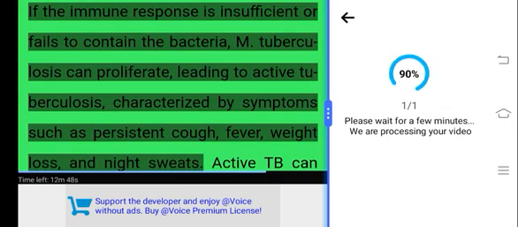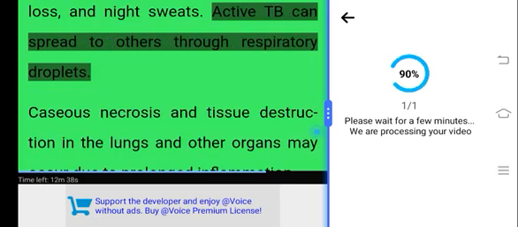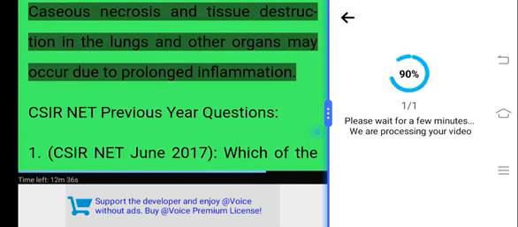If the immune response is insufficient or fails to contain the bacteria, M. tuberculosis can proliferate, leading to active tuberculosis, characterized by symptoms such as persistent cough, fever, weight loss, and night sweats. Active TB can spread to others through respiratory droplets. Caseous necrosis and tissue destruction in the lungs and other organs may occur due to prolonged inflammation.